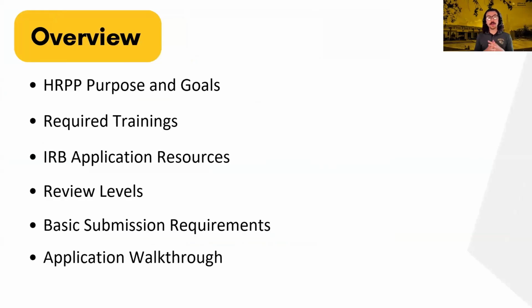So, just a quick overview of what we're going to be talking about today as it relates to the IRB. We're going to talk about the HRPP purpose and goals. We're going to talk about the required research training. We're going to talk about IRB application resources, the various different review levels for the different types of research. And then we're going to go through some basic submission requirements and wrap up with a quick walkthrough where I can actually show you how to create an application.